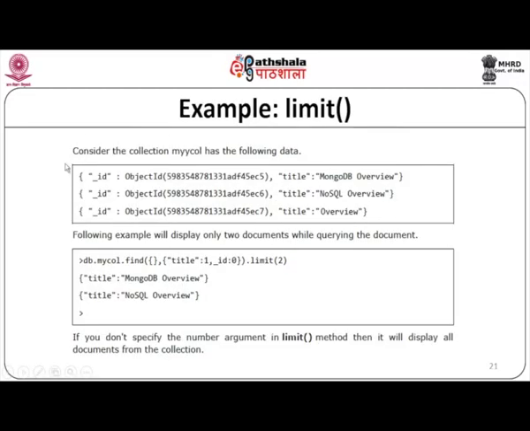For example, consider you have 3 documents with 3 titles. Now I am setting the limit to 2, and when I execute the find method with limit set to 2, only the first 2 titles will be displayed, and the rest of the titles will not be displayed.